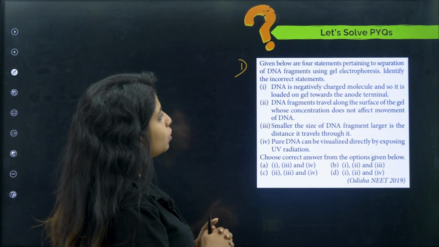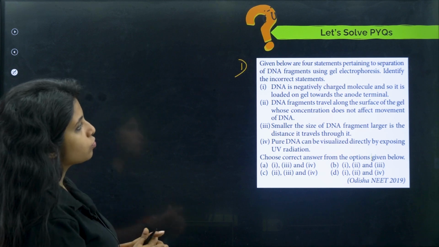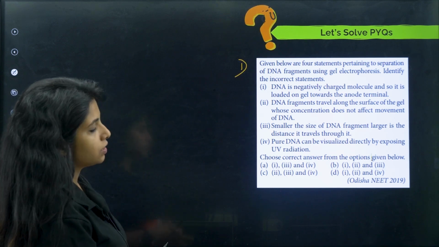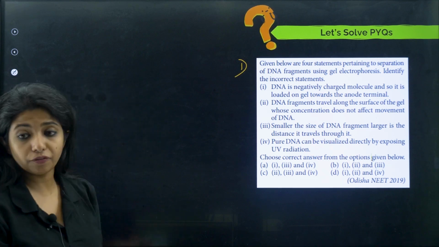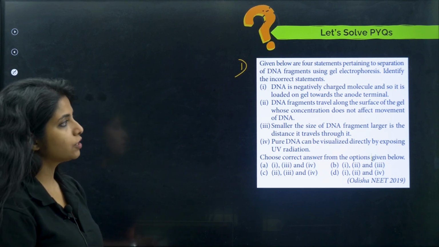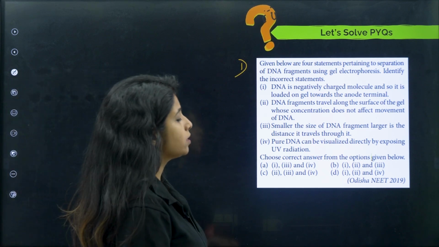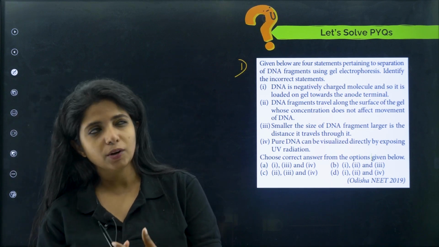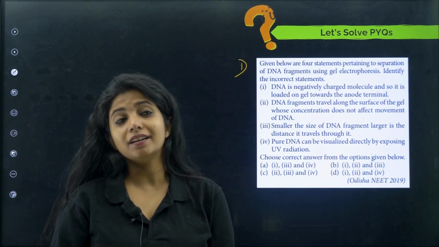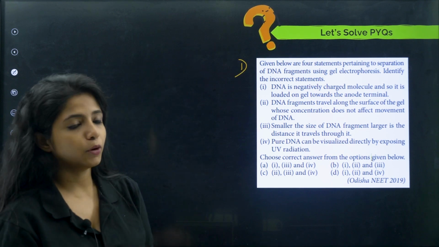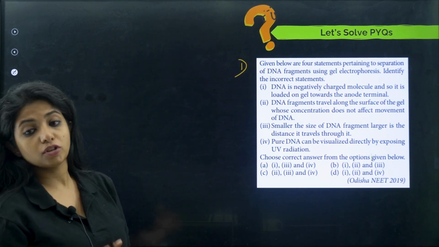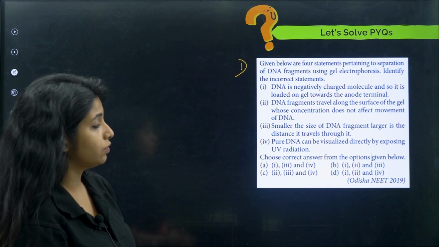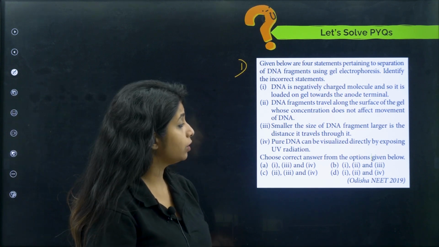Given below are 4 statements pertaining to separation of DNA fragments using gel electrophoresis. You have to identify the correct statement. DNA is a negatively charged molecule, and so it is loaded on the gel towards the anode terminal. Is it put towards the anode terminal? What is the anode terminal? If you remember, anions are negative but the anode is positive. So can you put it on the positive side? Think about it. DNA fragments travel along the surface of the gel whose concentration does not affect movement of DNA.